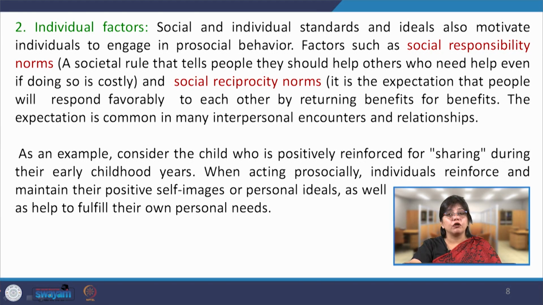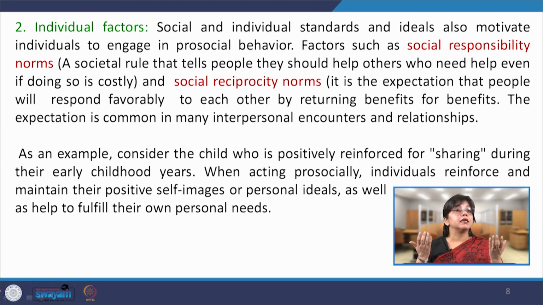So, when we are talking about individual factors, social responsibility as a societal rule and internalizing and engaging in prosocial behaviors, at the same time reciprocating altruism will tend to foster more helping behavior, especially in close relationships. For instance, if a child is being rewarded for sharing his or her food with his siblings or class fellows, then with the passage of time the person is reinforced to maintain those behaviors and enhance his self image in terms of prosocial behaviors.